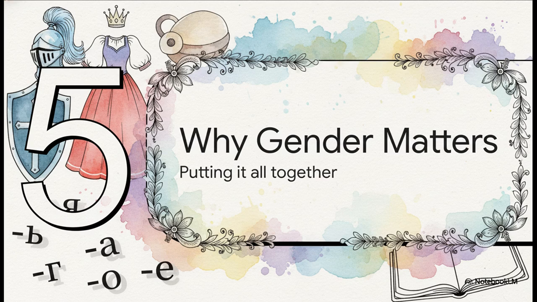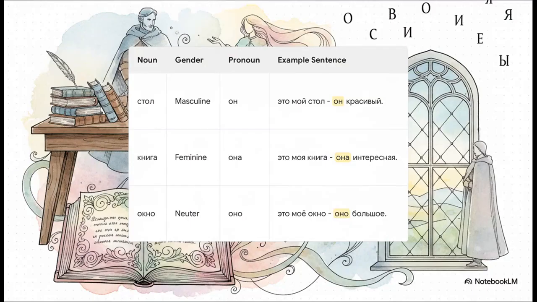But you might be thinking, okay, cool, but why does this actually matter? Why do we care if a book is a she or a table is a he? Well, the answer is huge. Knowing the gender is the key to building correct Russian sentences. This table shows you exactly how it all clicks into place.